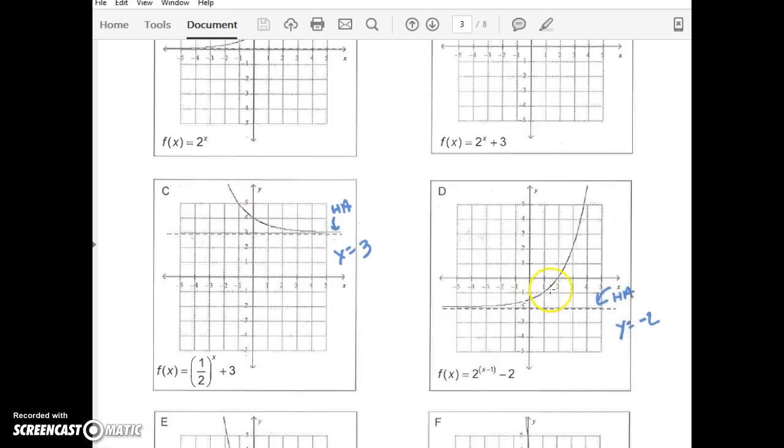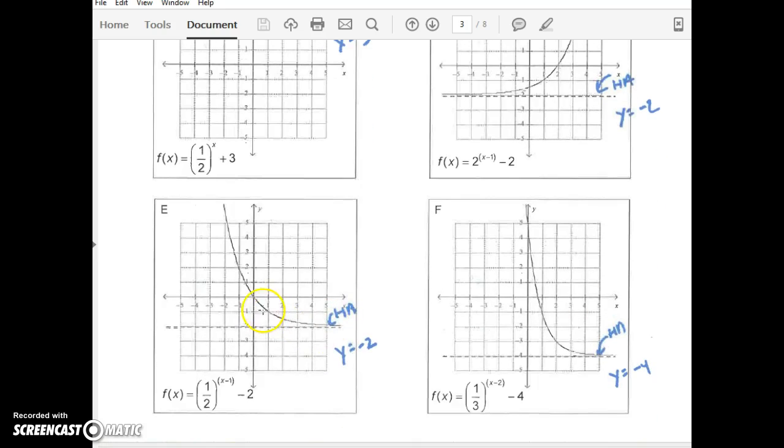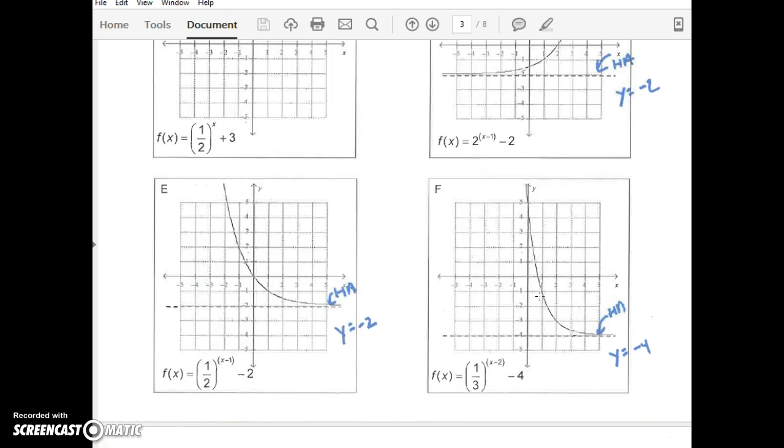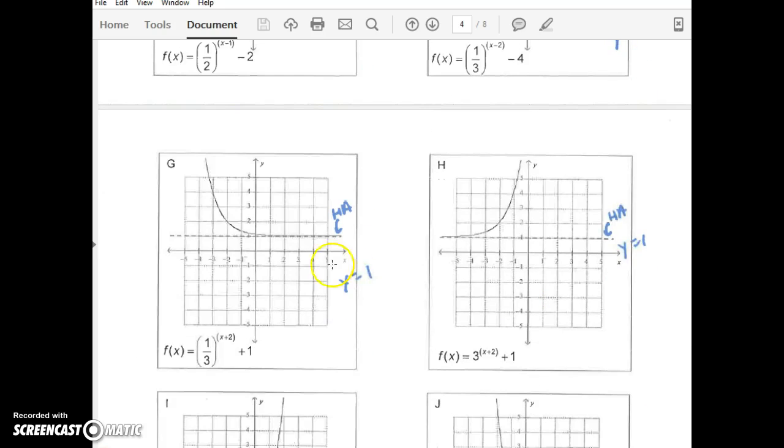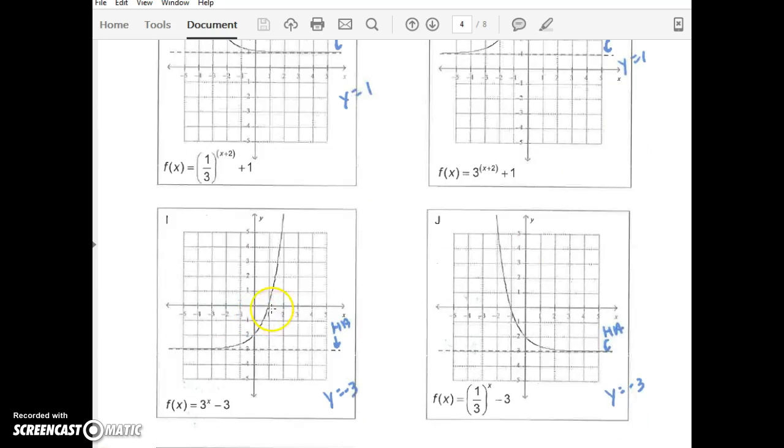Graph D does cross here around 2, crosses the x-axis, so that's a positive x-intercept. Graph E crosses at 0, so that would be classified as other. Graph F is at about 3/4 approximately. Again, we don't know for sure that it is, but we know it's somewhere between 0 and 1. So that's a positive value. And G does not cross the x-axis, nor does H. I will cross at positive 1, and J will cross at negative 1.